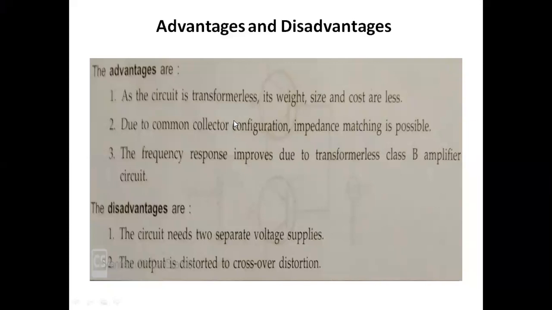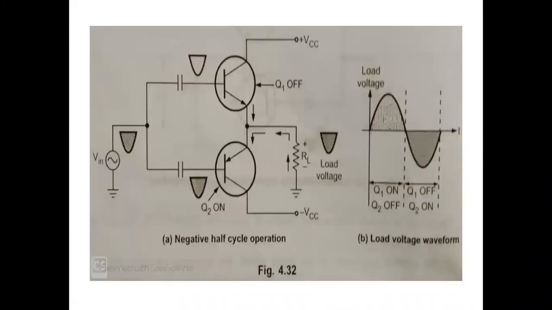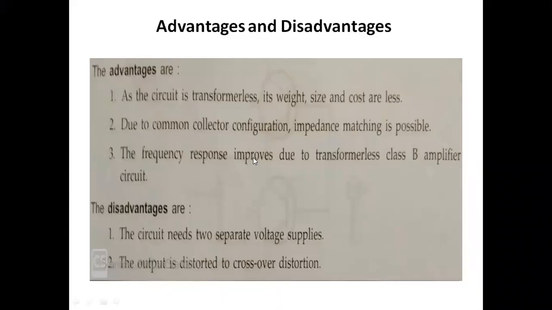And next, disadvantages. What are the disadvantages of class B complementary symmetry? The circuit needs two separate voltage supplies. If you observe the figure, here we are applying two supplies, one is VCC and the other one is minus VCC. It needs two supply voltages. That is one disadvantage.